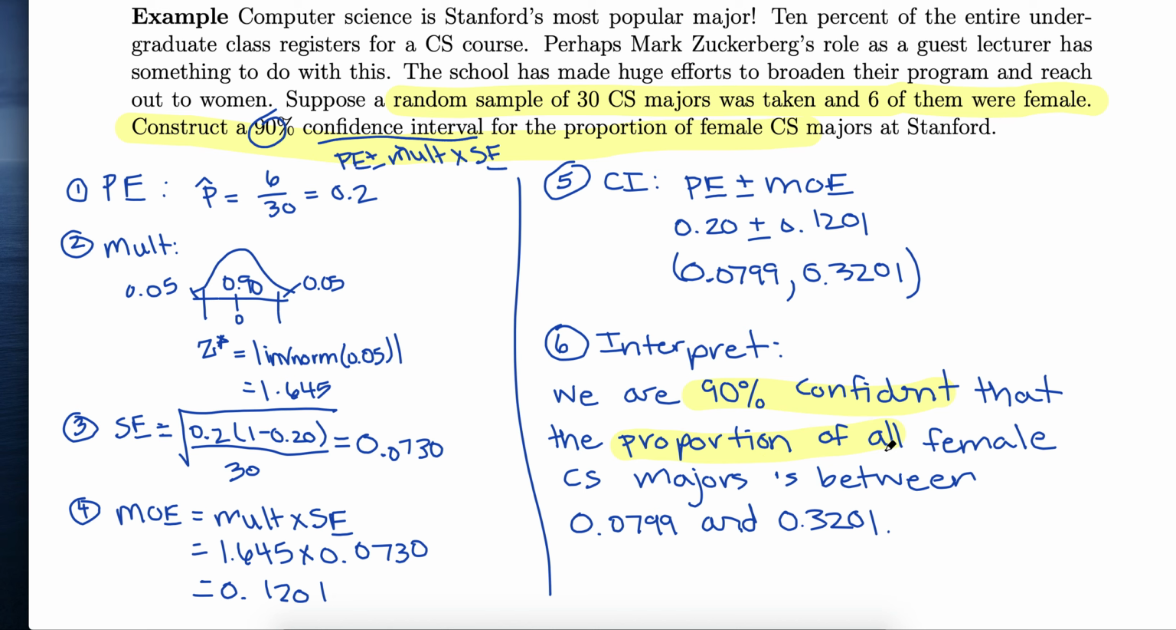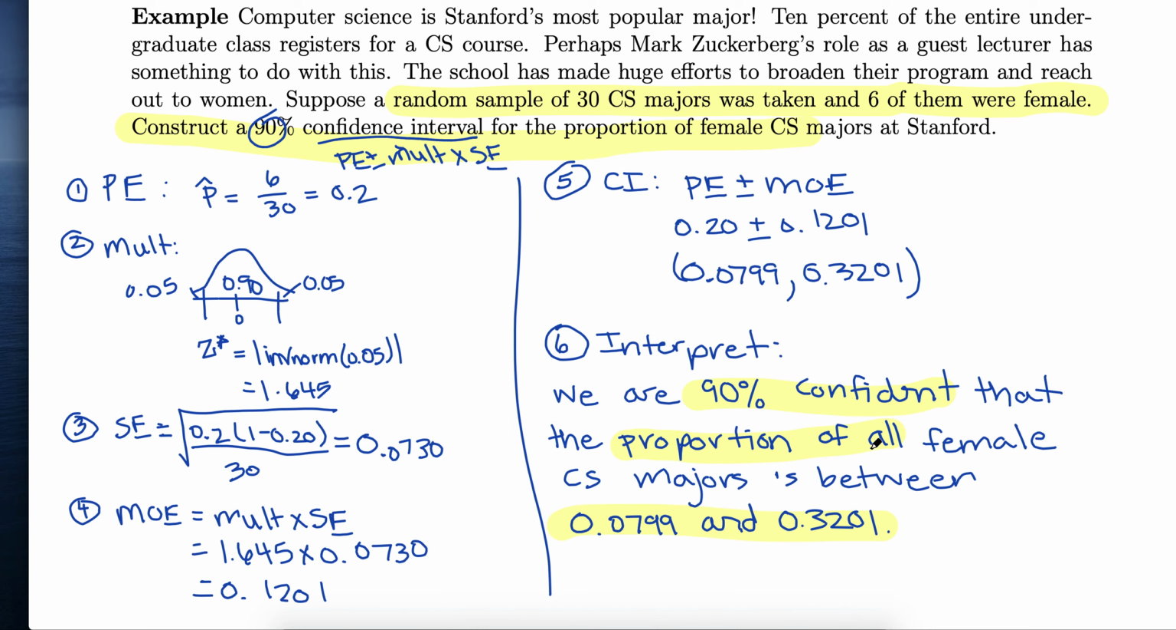So proportion of all, true proportion, you'll hear some people say that, population proportion, some indication that you're estimating a parameter for the whole population. Put that in context. We're talking about the proportion of female CS majors. And then last part, just give your estimate. What are we estimating that value to be between? So we're 90% confident that p is somewhere between 8-ish% and 32%.